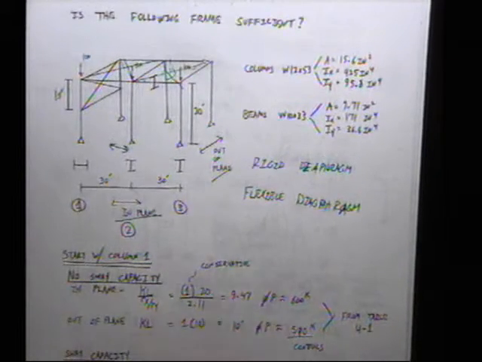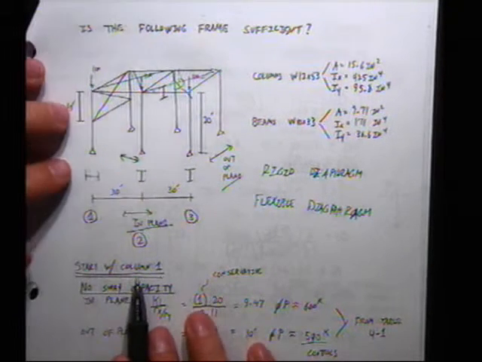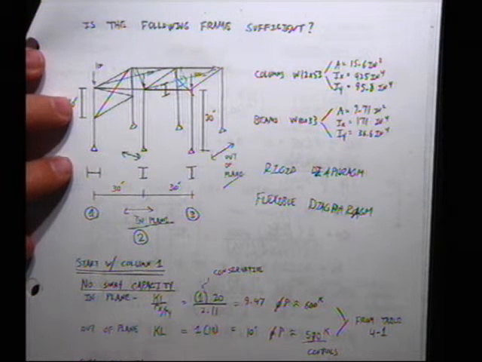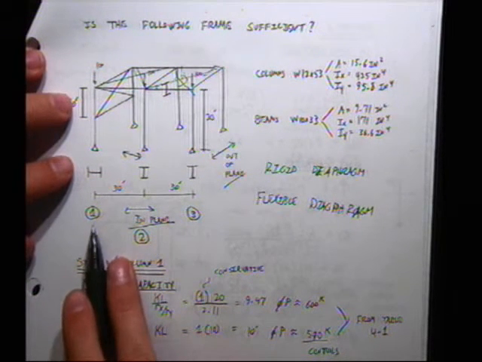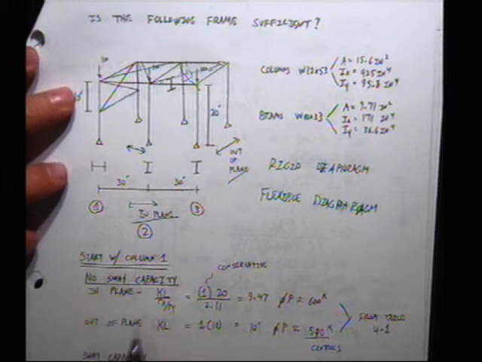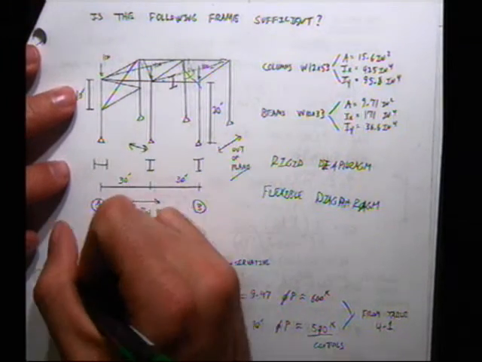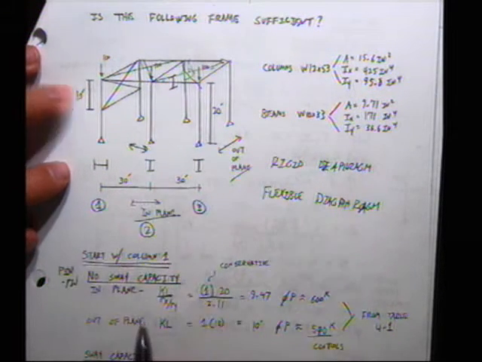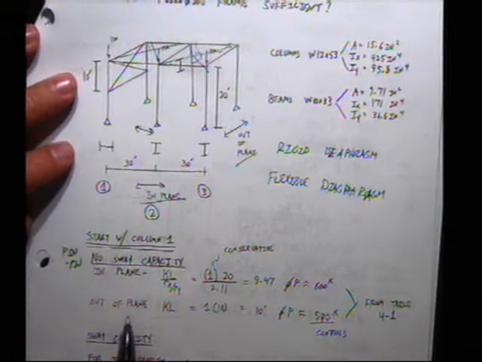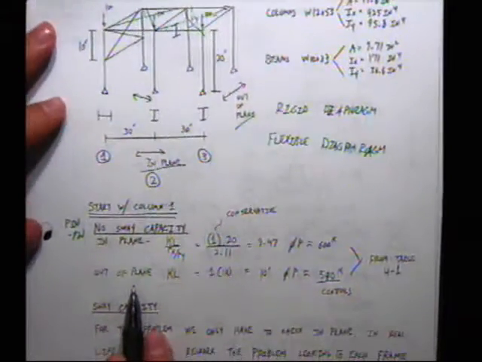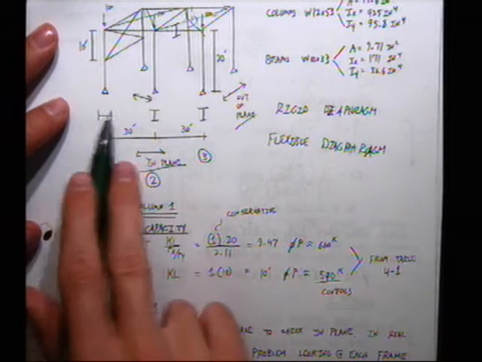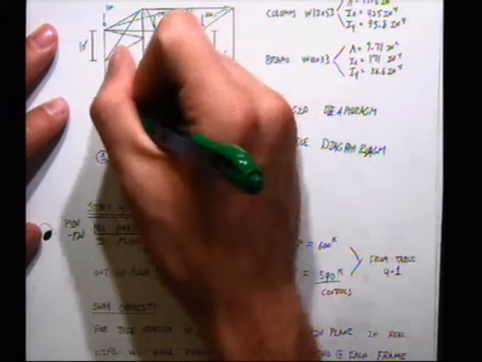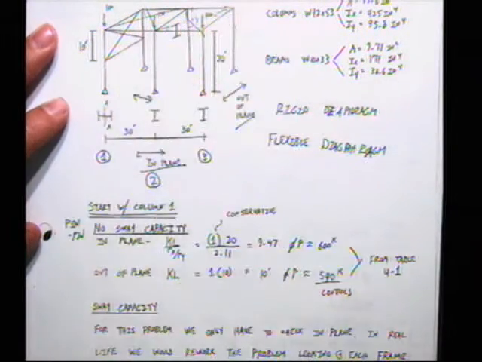Okay, so this is a more traditional approach to the problem, and we're going to talk our way through it. We're going to start with column number 1, and we're going to find the no-sway capacity, or you could think of it as the pin capacity. We're going to look at it in plane and out of plane. If we look at it in plane, that means it's failing about which axis? The XX axis.